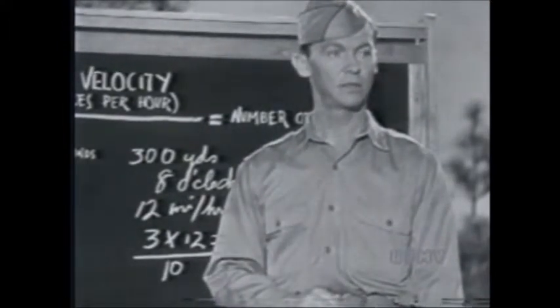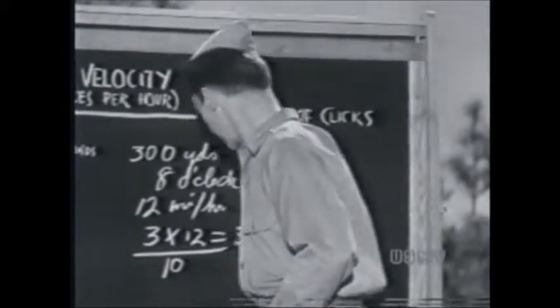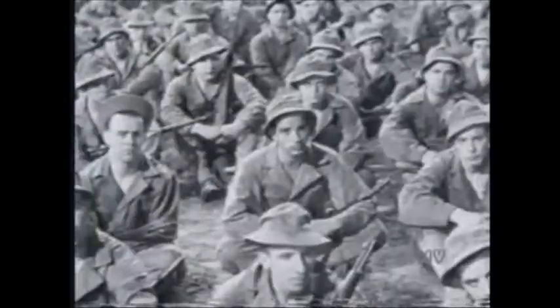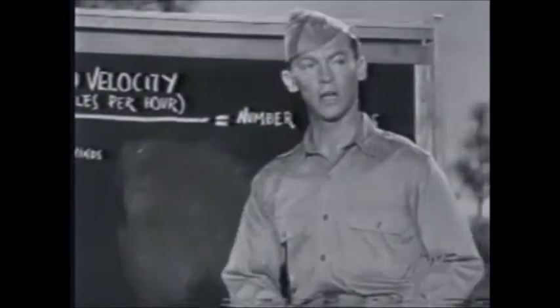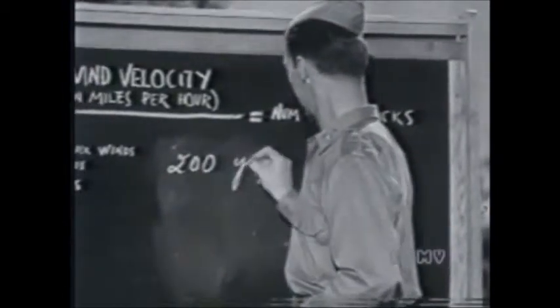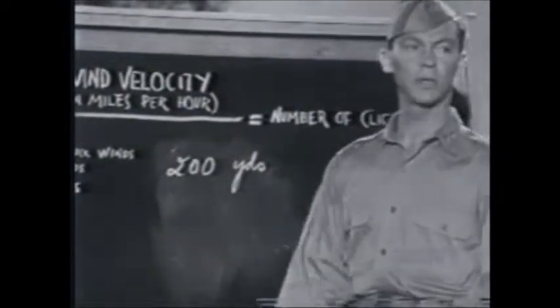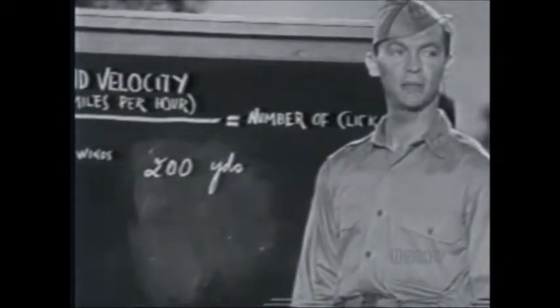All right. Let's see if you can work it out. Range 200 yards. Your wind's a 9 o'clock wind and an estimated speed of 9 miles per hour.